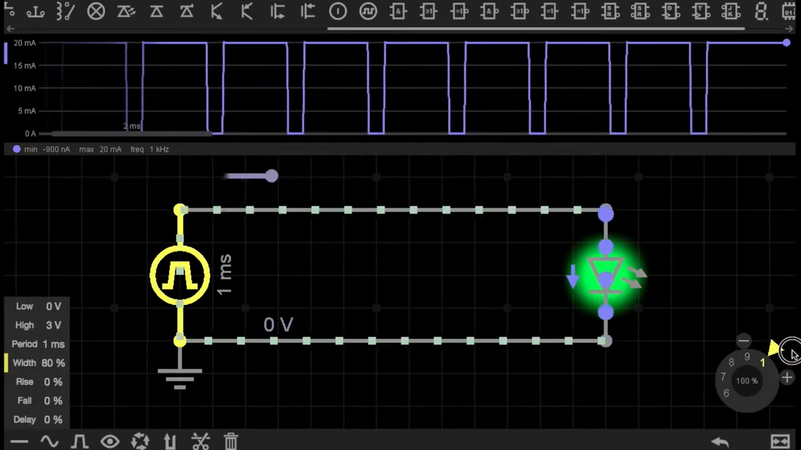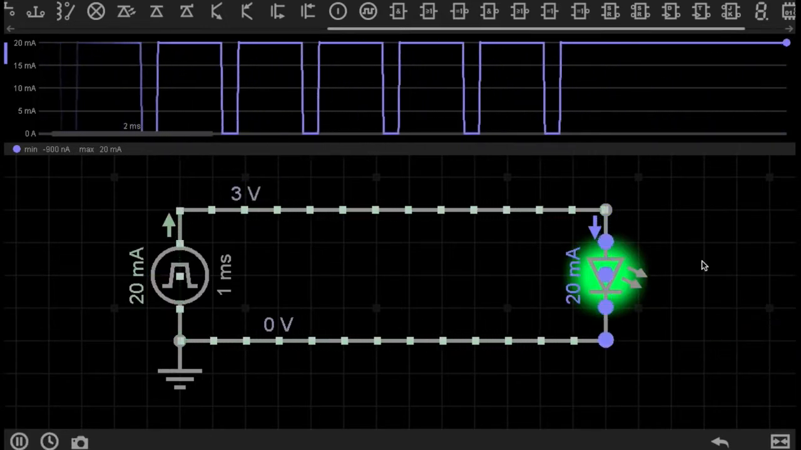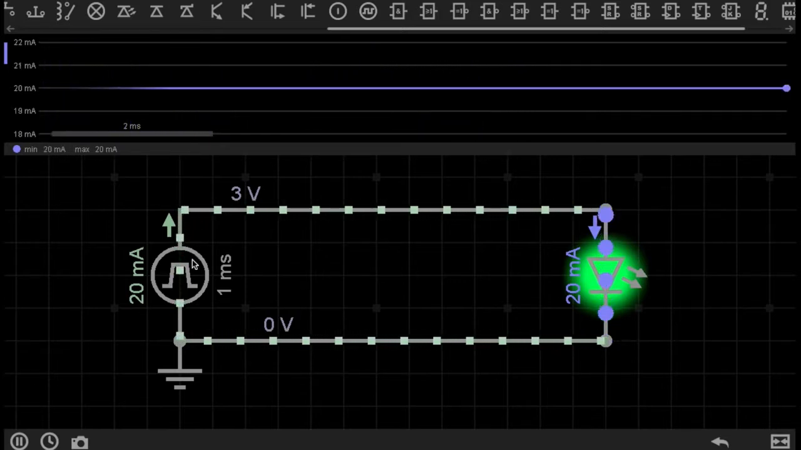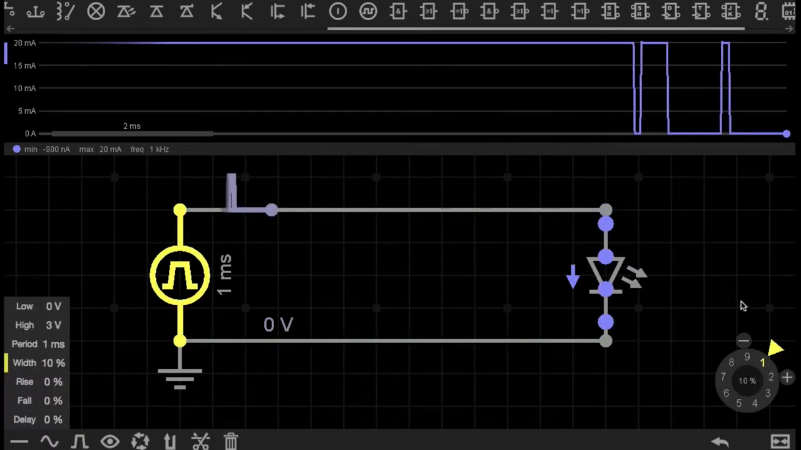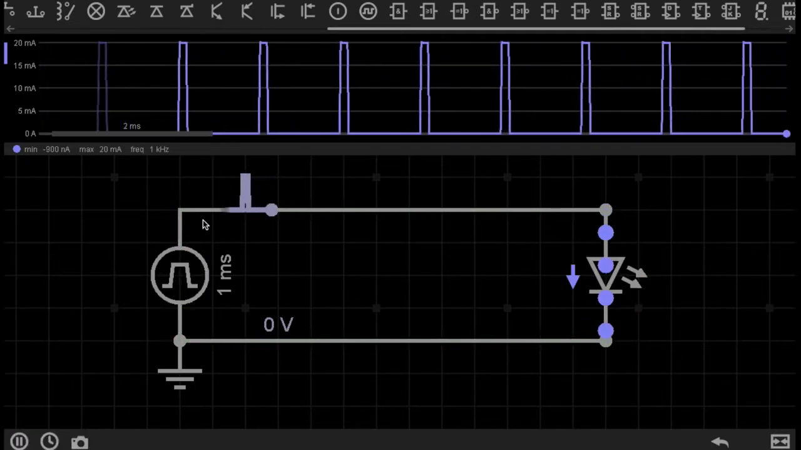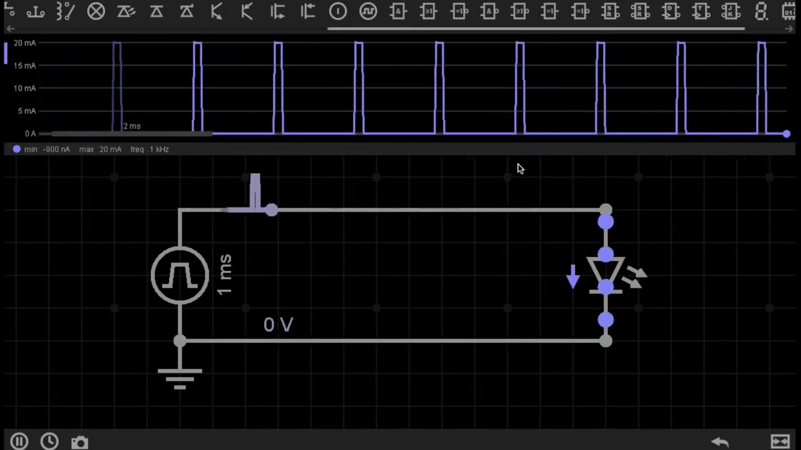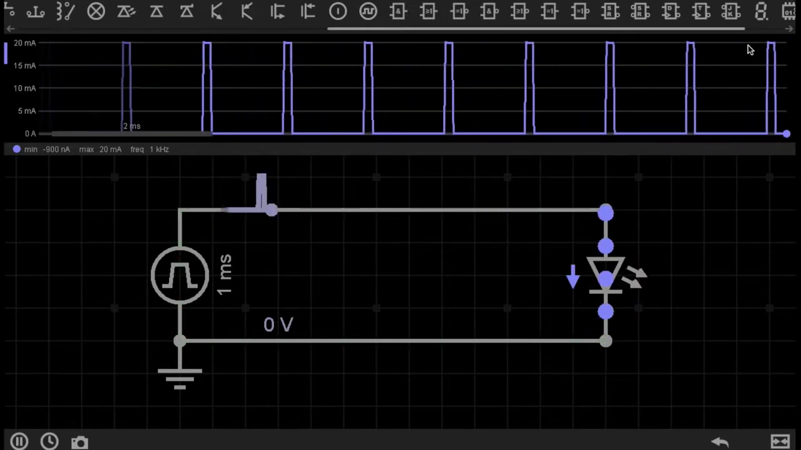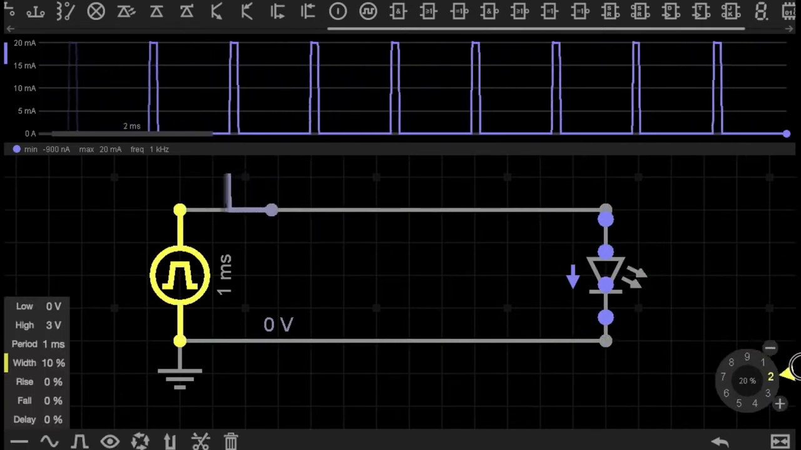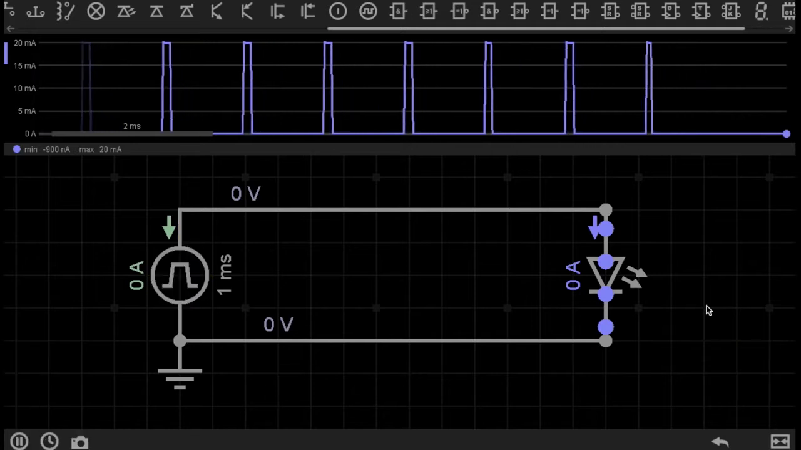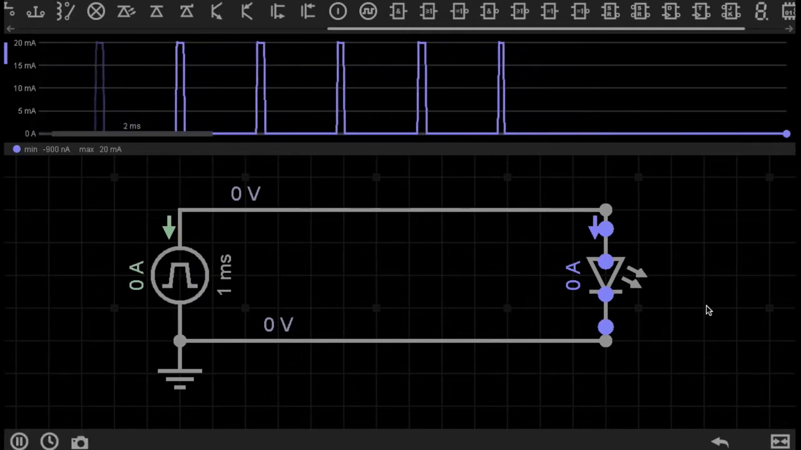If I further increase the pulse width to 100%, you can see what's happened. Because the pulse width is 100%, current is flowing through the circuit 100% of the time. So there is now no point in time where the circuit is turned off. If I decrease the pulse width to 10%, you can see that the circuit is off most of the time, and only pulses on very quickly 10% of the time. If I change the pulse width to 0%, you can see that the circuit remains off all of the time.